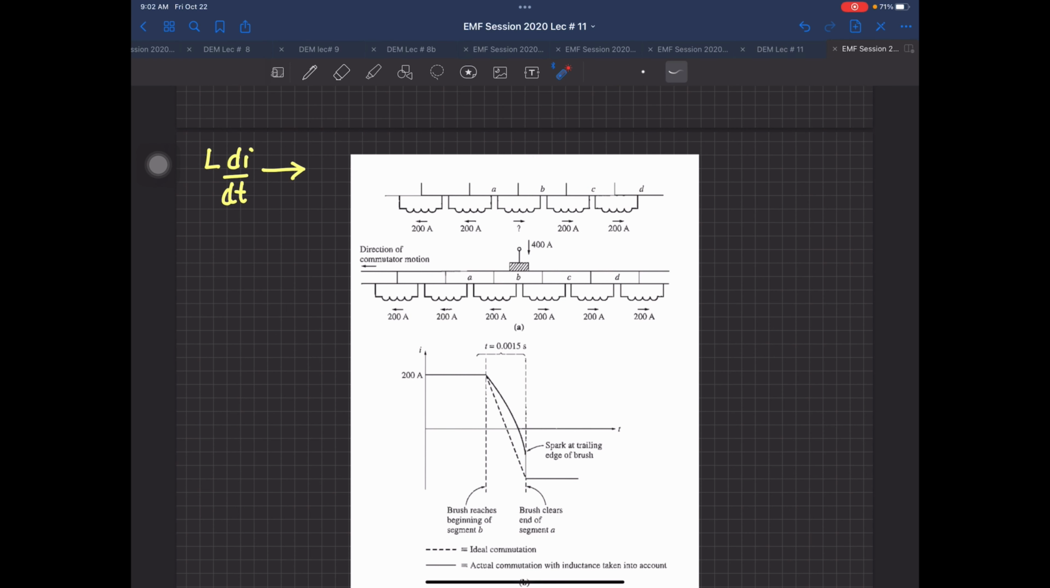L di by dt. Now what is this L di by dt? As you all know, there is an inductance inside your machine. Your winding is an inductor and you are going to have a lot of problems over there. So now this L di by dt is going to be created inside your machine. Now how is this going to happen?